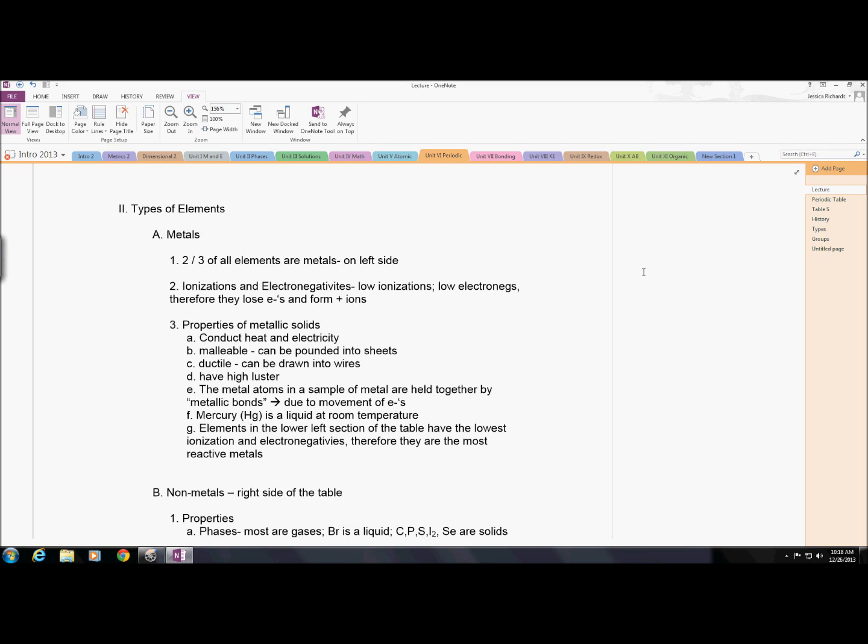We memorized that mercury is a liquid at room temperature, and metals get more metallic as we go down and to the left. So down and to the left on the table is going to give us lower and lower ionization energies. So if you're looking for a general trend, elements get more metallic as we go down and to the left. So let's take a look at where they are on the periodic table and some examples of what they look like.